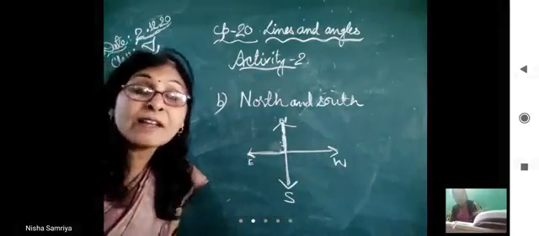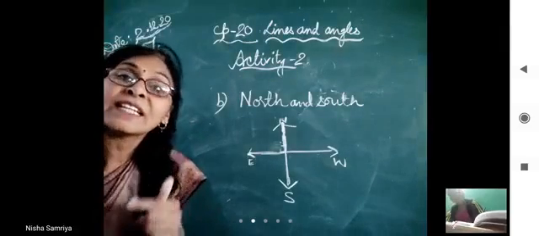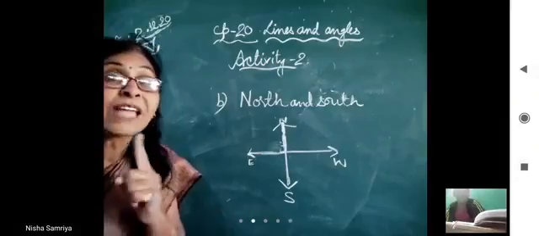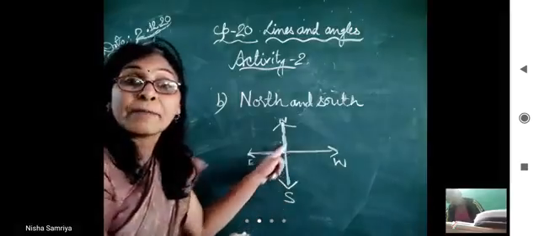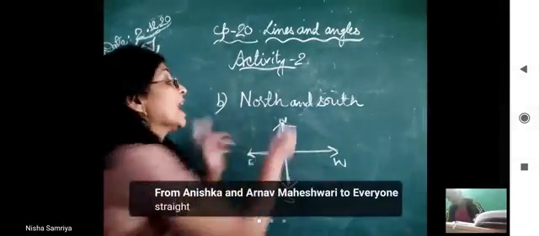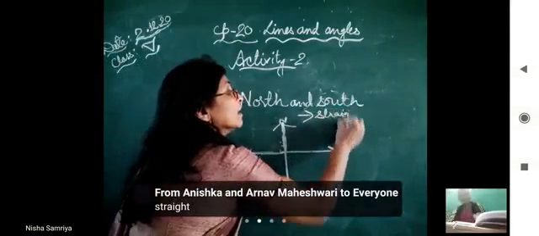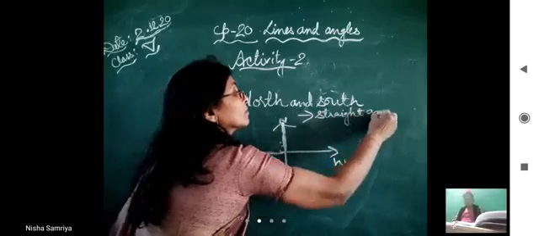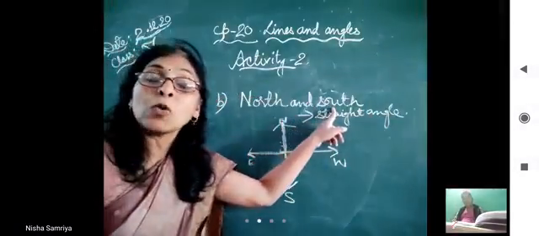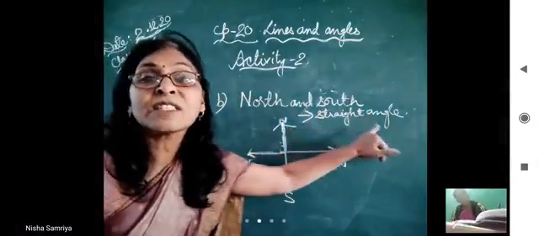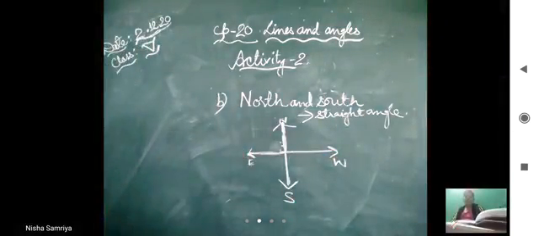The angle whose measure is equal to 180 degree, that is called a straight angle. So here north and south, the angle is 180 degree and the kind of angle is straight angle. In between north and south, the kind of angle is straight angle. Now the next is C part.